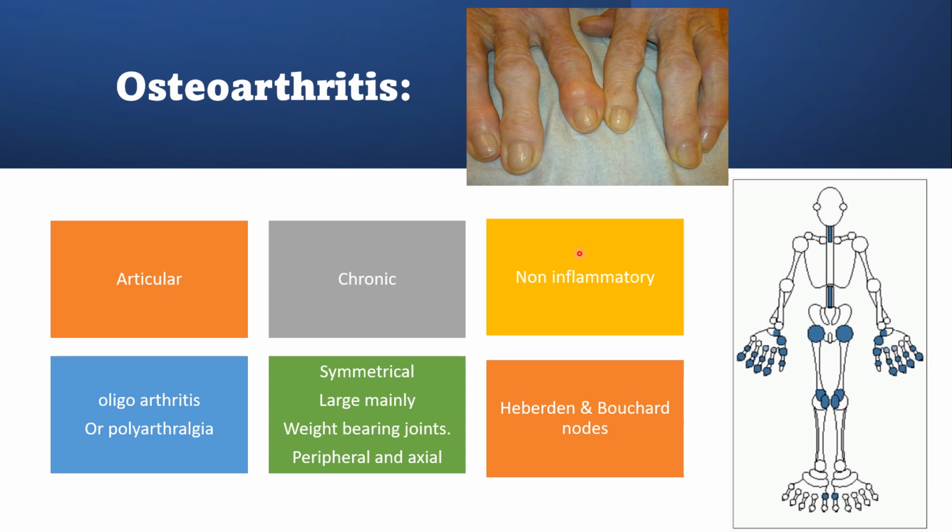Also, osteoarthritis is a very common condition. The musculoskeletal complaint is usually articular, also usually chronic. Most cases are non-inflammatory. It may be oligo or polyarthralgia. The joint involvement, as we can see here, is usually symmetrical, affecting mainly large and weight-bearing joints like the hips, the knees, and the lumbar and cervical spine. So there is also peripheral and axial involvement.